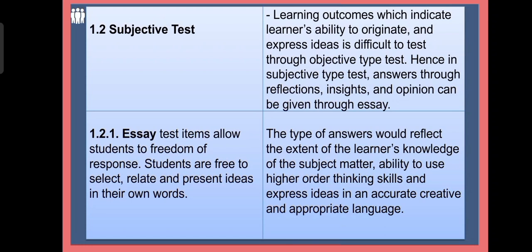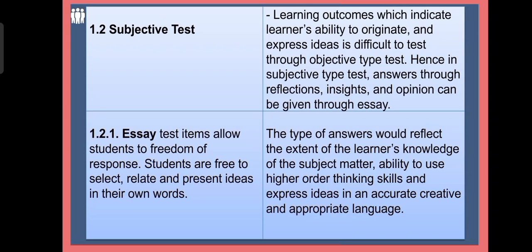So in other words, these types of tests allow students to have the freedom to respond in their own words. This means that they can choose what ideas they want to write about and how they want to present them. Essentially, it's like writing an essay for a class assignment or homework.